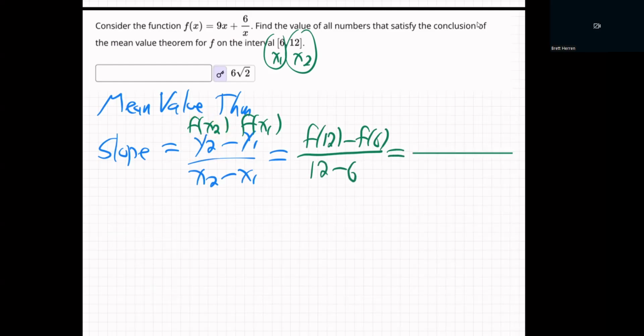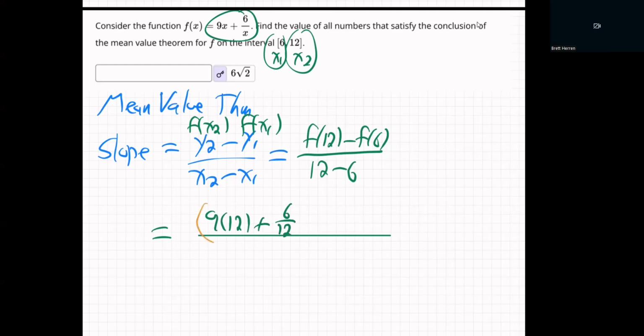So what is f of 12? Well, let's bring it down here. It's going to get a little bit more ugly. So f of 12 means take this function right here and plug a 12 in. So it'll be 9 times 12 plus 6 over 12, parentheses around that, minus, and then same thing here. Now plug in a 6. So it's 9 times 6 plus 6 over 6, all over 12 minus 6.